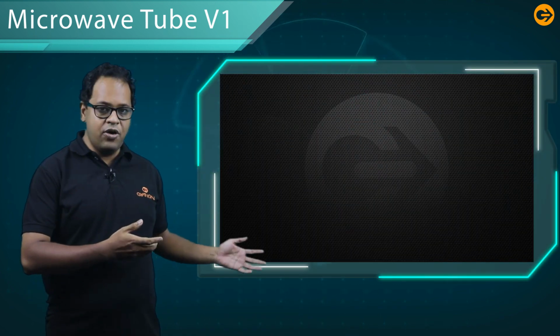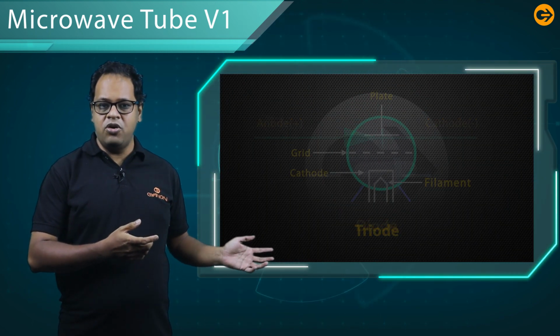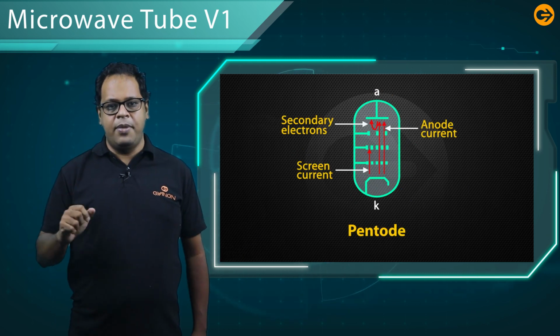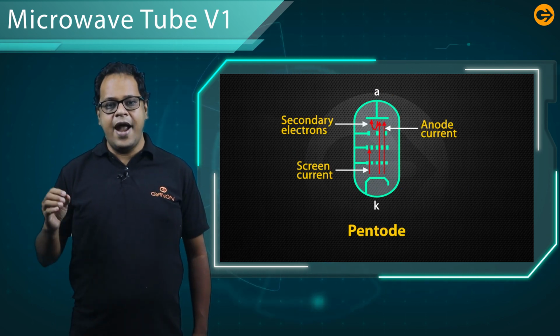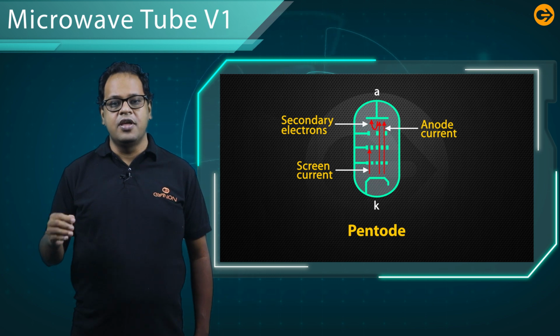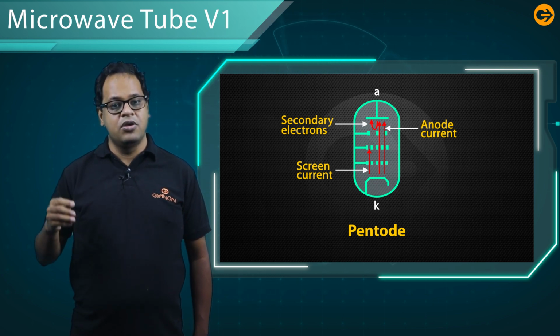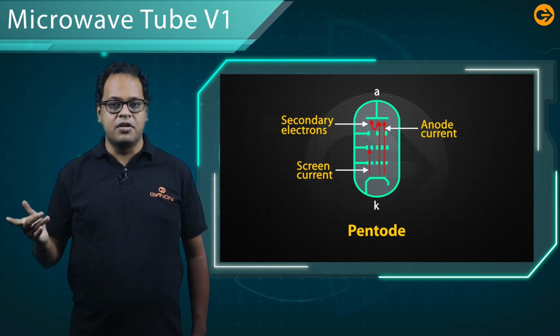So what are the traditional tubes? They are diode, it may be triode or it may be pentode, but it is not operated at microwave range frequency, that means at high frequency. Why? There are some reasons.